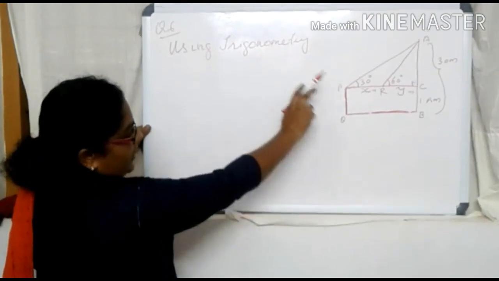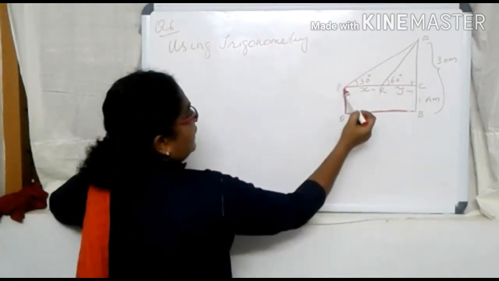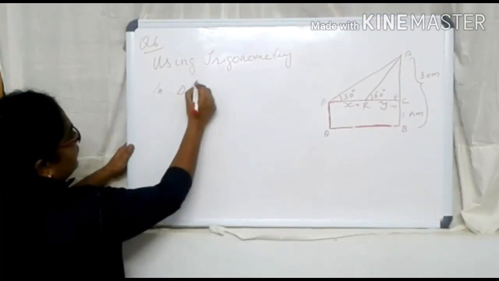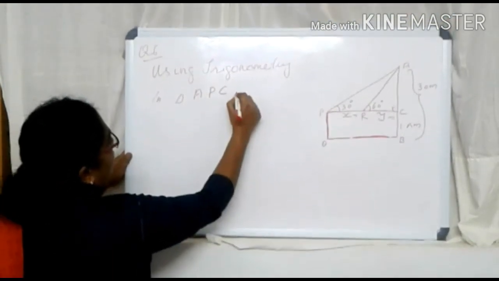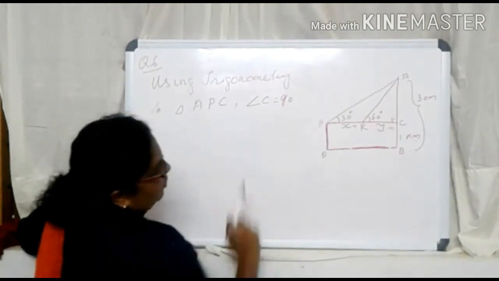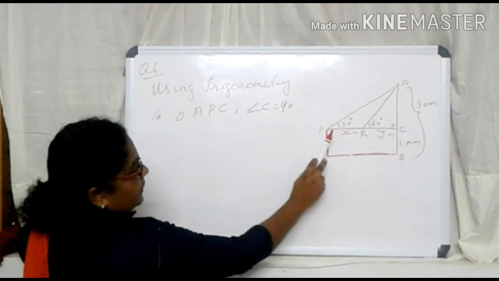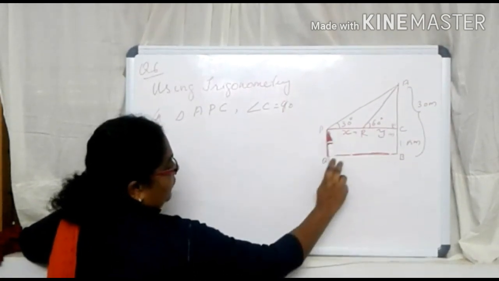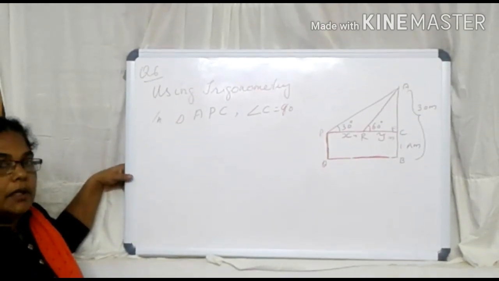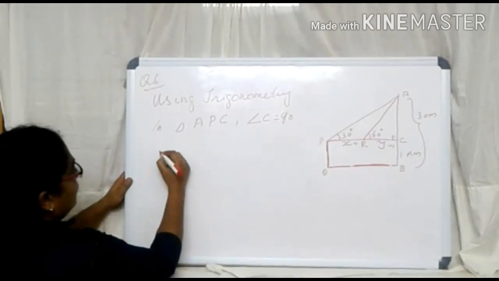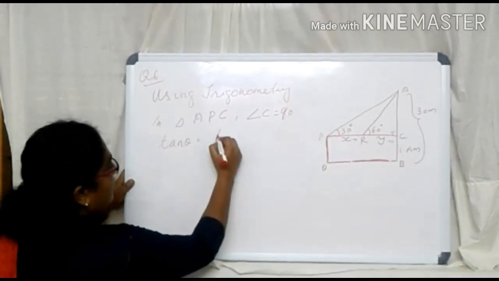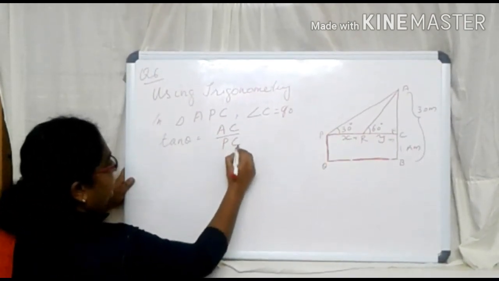Therefore, using trigonometry in the first triangle APC, we know angle C equals 90 degrees. Here we know the value AC, that is the opposite side. This is the 30 degree angle theta, and we have to get PC. This side we should find out, so that is the adjacent side. Which trigonometric ratio do we have to use? We have to use tan theta. Now, we know tan theta equals AC by PC.